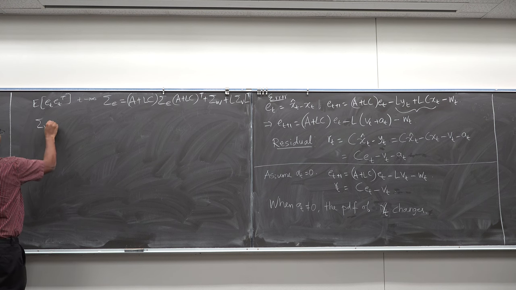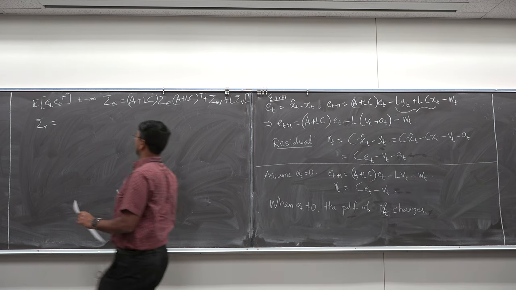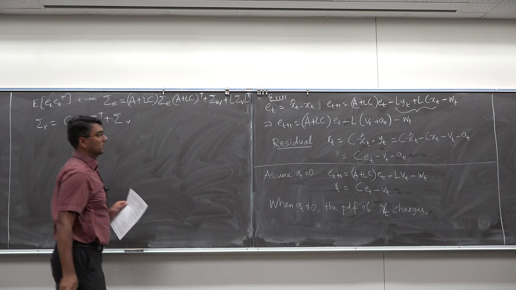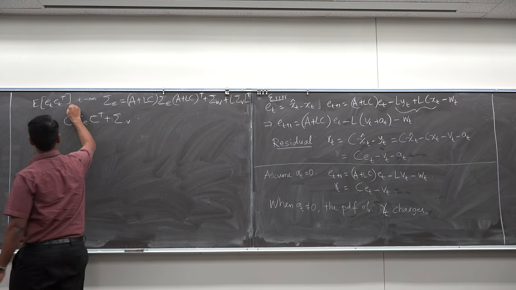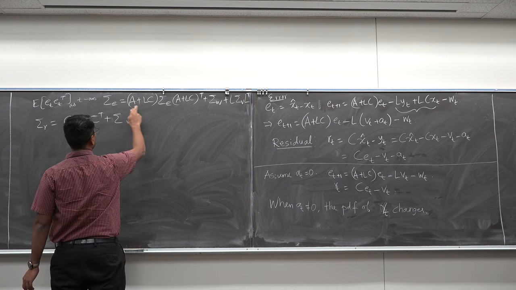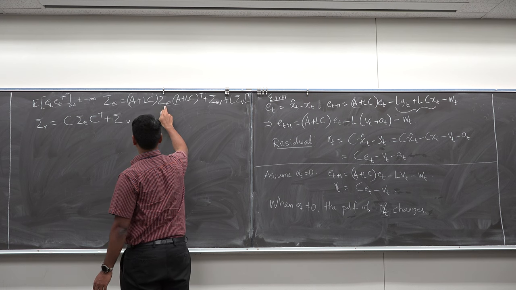And then my sigma r is going to look like C sigma e C transpose plus sigma v. So this is all under the no attack case. That's what my sigma e, the error covariance, is going to look like. As t goes to infinity, this is going to be equal to sigma e, which is given by this expression. Sigma e is a fixed point of this expression, but you can compute sigma e by repeatedly evaluating this expression at a specific value of sigma e.